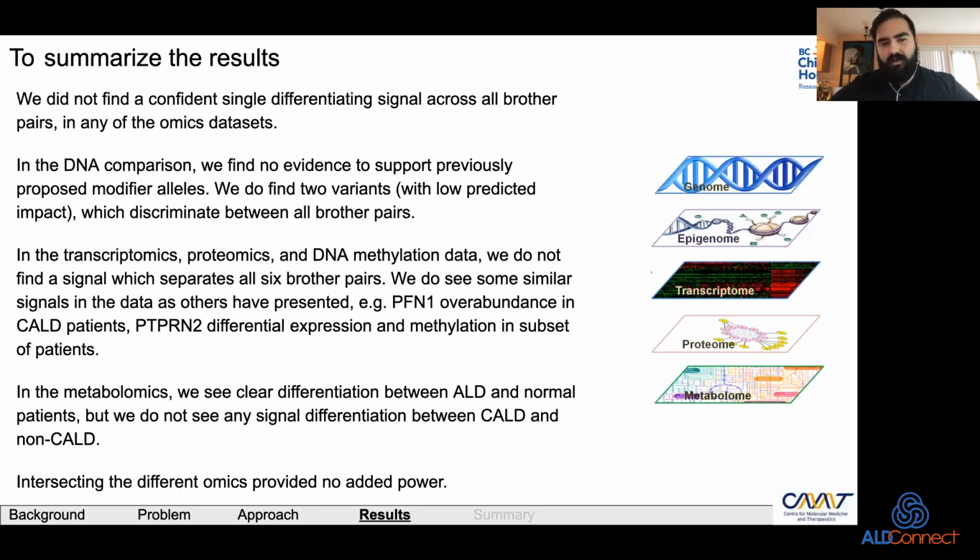We also observe a gene, PTPRN2, which had differential expression and methylation in a subset of patients. In the metabolomics data, we saw clear differentiation between ALD patients and normal controls. However, we do not see any difference comparing cerebral ALD versus non-cerebral ALD. And intersecting these different omics datasets did not provide us any additional statistical power.